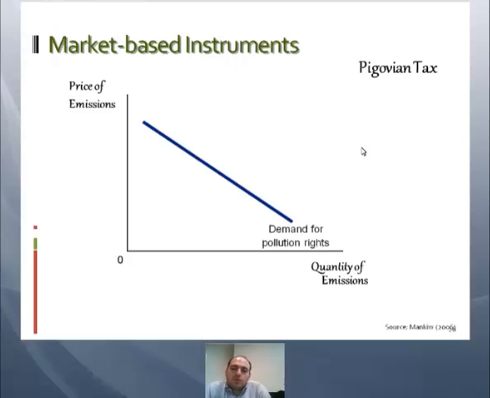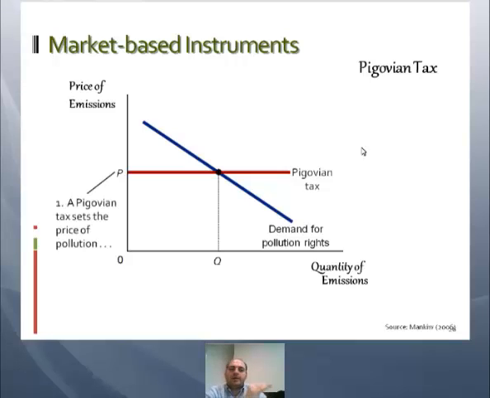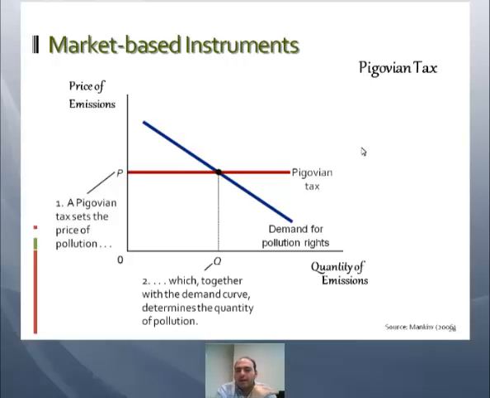In the case of a tax, if you set a tax on something, like a tax on fuel consumption, it's like setting a tax on the consumption of alcohol, for example. The tax sets a price on pollution. And this, together with the demand curve, determines the quantity of pollution that will be emitted.